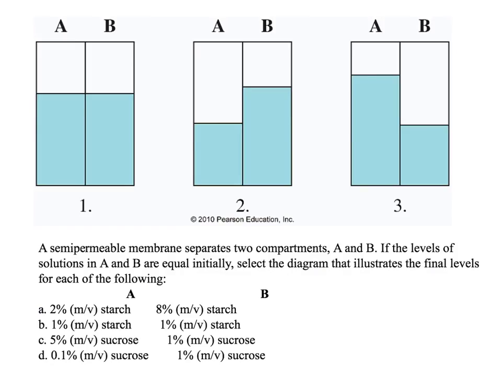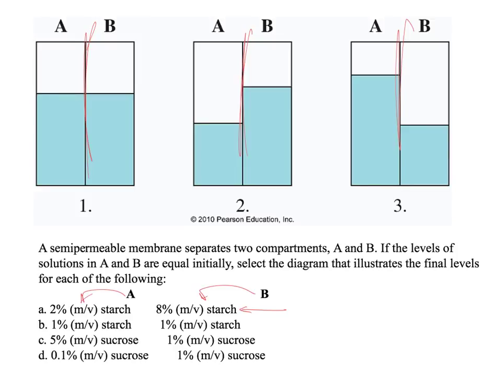All right, so 1, 2, and 3. I've got a semipermeable membrane that separates two compartments, A and B. If the levels of solutions in A and B are equal initially, select the diagram that illustrates the final levels for each of the following. So A, 2% mass volume starch compared to an 8%. In other words, this would be the A, this would be the B.